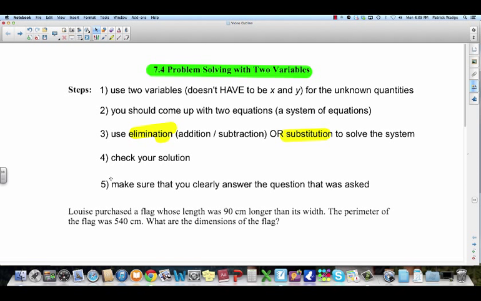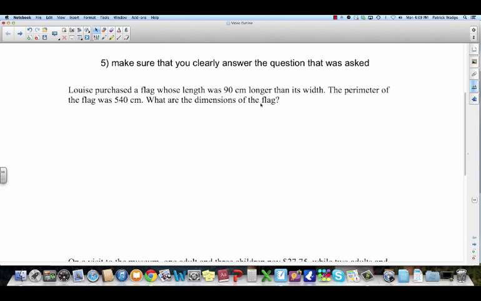And the fifth thing, which is important, is you're going to make sure that you clearly answer the question that was asked. It's unfortunate when people do all the work and then forget to actually state what the answer is to the question that's being asked. Alright, let's try a couple.